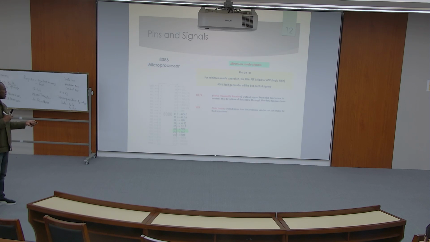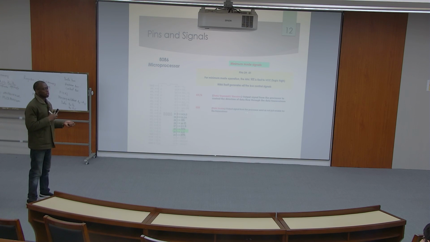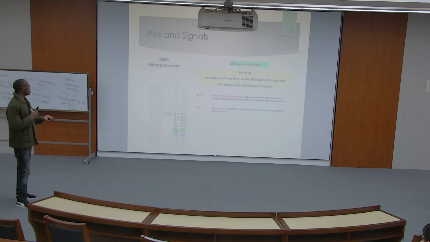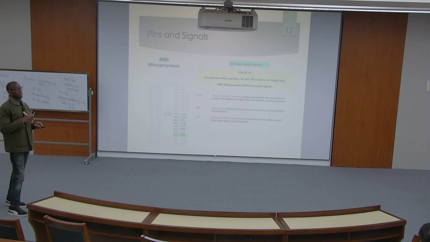The next pin is data enable. Data enable is pin number 26. This output from the processor is used as output enable for the transceivers. Now, the next one is pin number 25, address latch enable, ALE. This pin is used to demultiplex the address from the data lines using external latches.